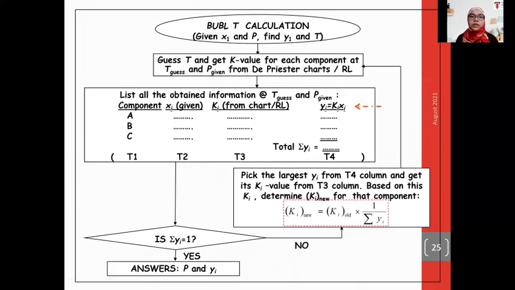If it involves bubble T, basically we use the same procedure. We need to guess the temperature, because we need to find this temperature. And then for dew T, that means the X is given, so we need to ensure the summation of the opposite phase, which is the vapor phase, is equal to 1. If not, we need to proceed with this correlation.